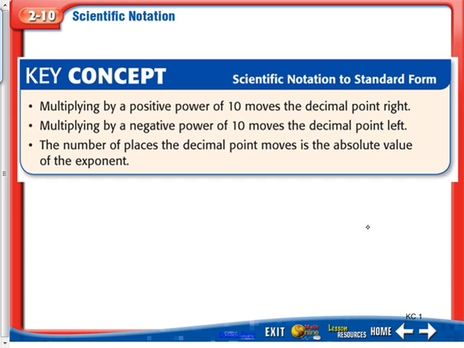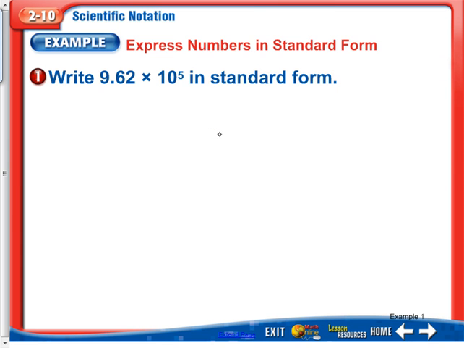All right, so let's try this out a little bit. Multiplying by a positive power of 10 moves the decimal point to the right. Multiplying by a negative power of 10 moves the decimal point to the left. All right, so here we're going to say 9.62 times 10 to the fifth.